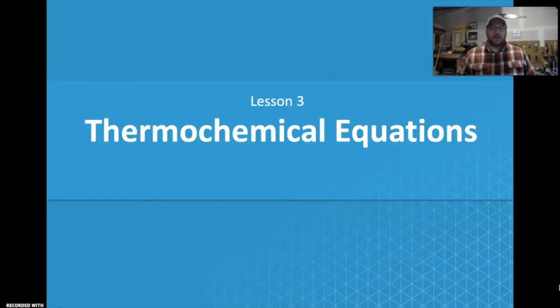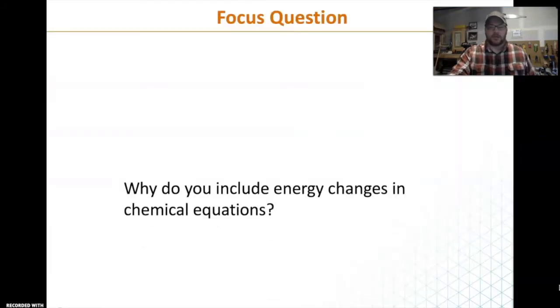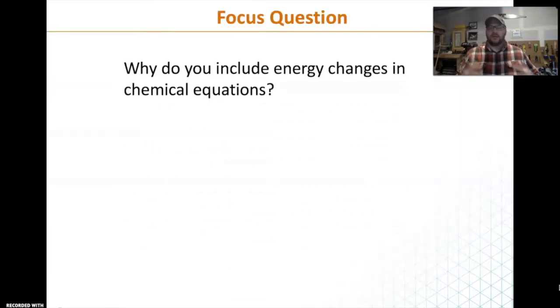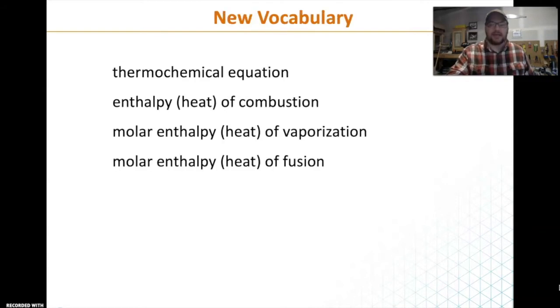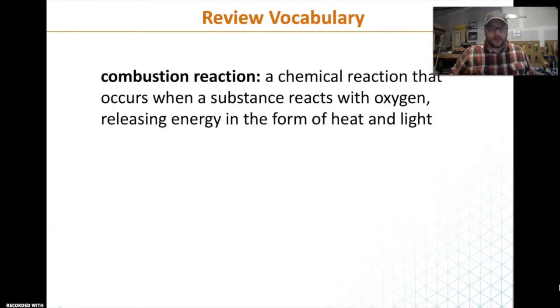Alright, Lesson 3 is talking about thermochemical equations. And our focus question is, why do we include energy changes in chemical equations? Now, we don't do this all the time, but sometimes it is very handy. Here are some brief vocab for you before we get going, so go ahead and pause, write down your vocab so you can define it throughout the lesson.